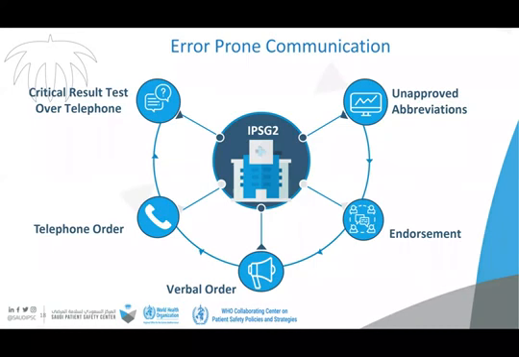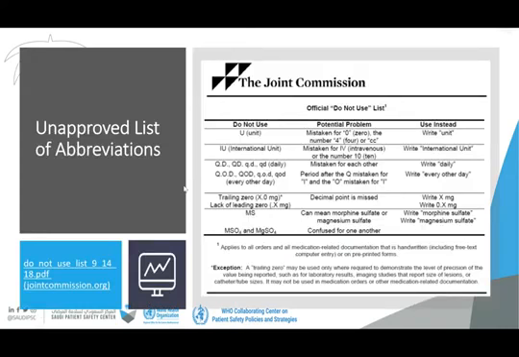Let us go to the examples of error-prone communications and approved abbreviations. Communication is not only verbal; it can be written communication, endorsement, verbal order, telephone order, and critical results over the telephone. So how can this communication breakdown lead to sentinel events or patient safety events? Let us go to the unapproved abbreviations.